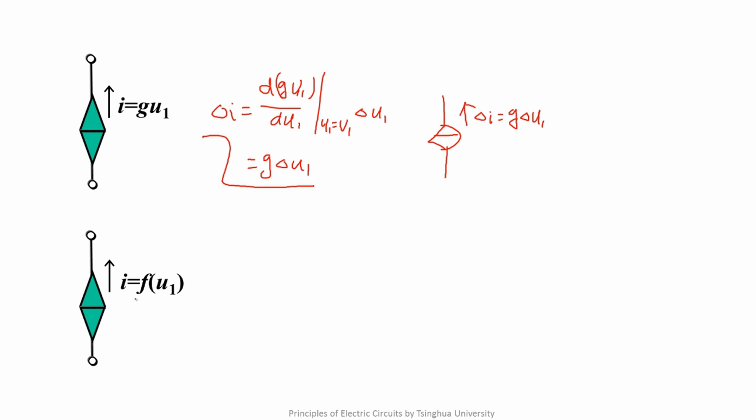If here is a nonlinear dependent source, we take the nonlinear voltage controlled current source as an example. Similarly, we have delta I equals dF over dU1 at the time of U1 equals capital U1, times delta U1. Because f is a nonlinear function of U1, it is a value that changes with different working points. So in the case of the small signal, it is equivalent to a linear voltage controlled current source.